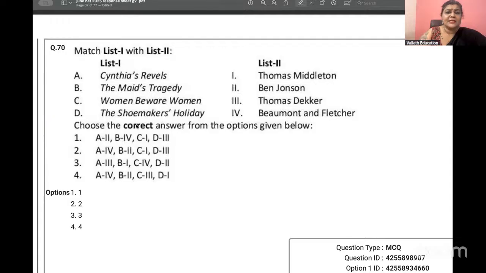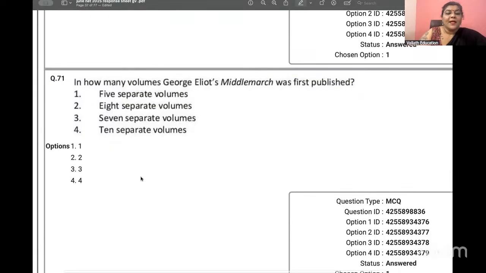Same as before. Cynthia's Revels. Oh, this is easy. Women Beware Women. Everybody should know Thomas Middleton. Shoemaker's Holiday is Thomas Dekker. Now, the rest, even if you don't know, Ben Jonson wrote Cynthia's Revels. You got it. Okay. Then, Middlemarch.